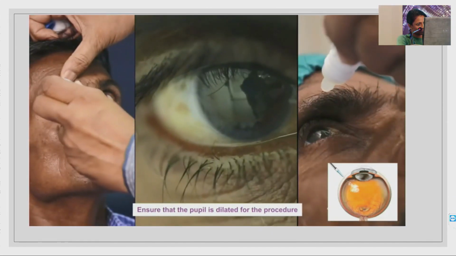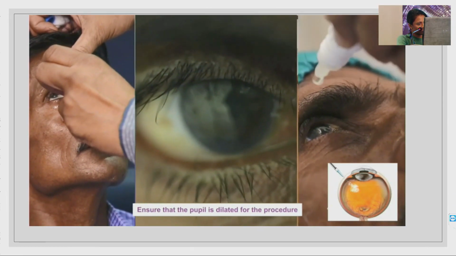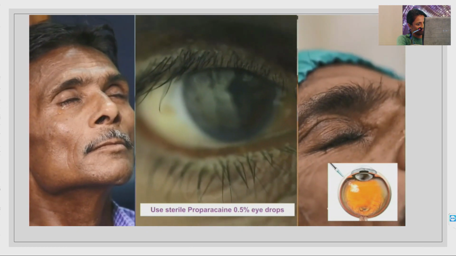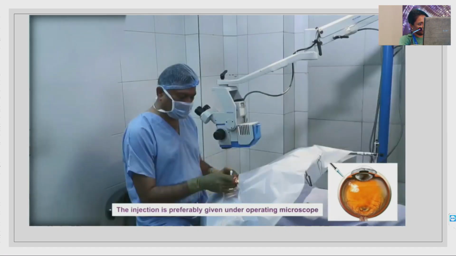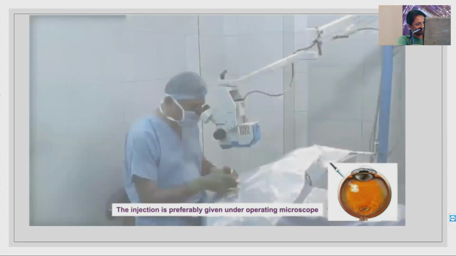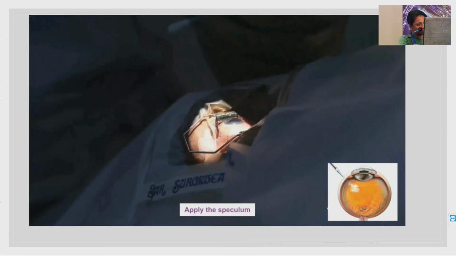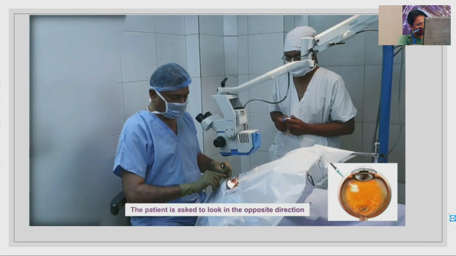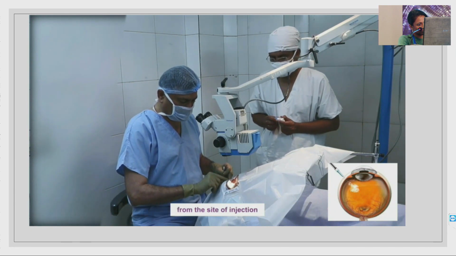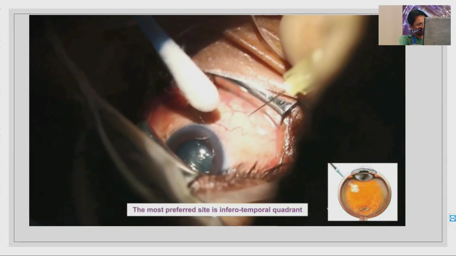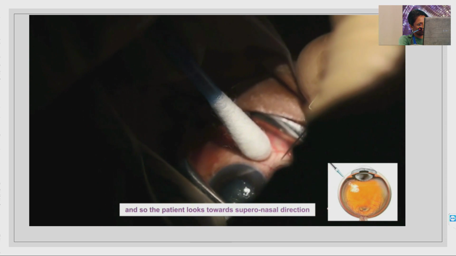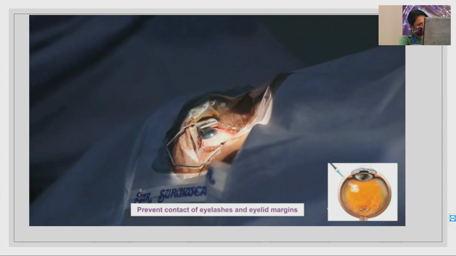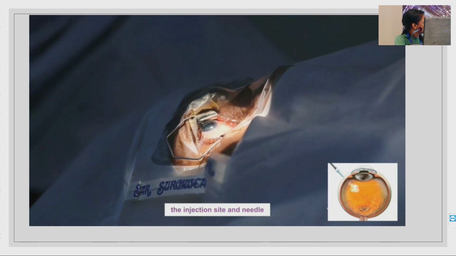Injection procedure. Ensure that the pupil is dilated for the procedure. Use sterile proparacaine 0.5% eye drops as topical anesthetic agent. The injection is preferably given under operating microscope. Apply the speculum. The patient is asked to look in the opposite direction from the site of injection. The most preferred site is inferotemporal quadrant, and so the patient looks towards supranasal direction. Prevent contact of eyelashes and eyelid margins with the injection site and needle.